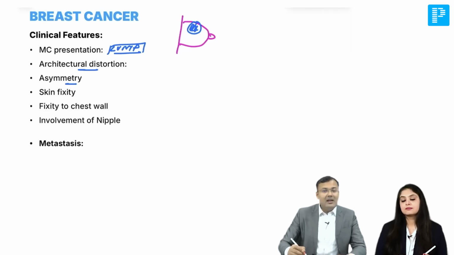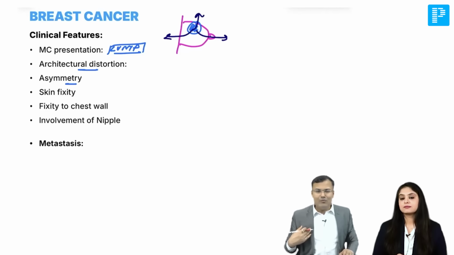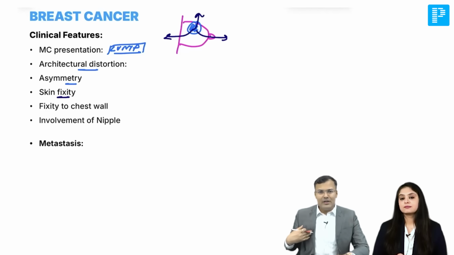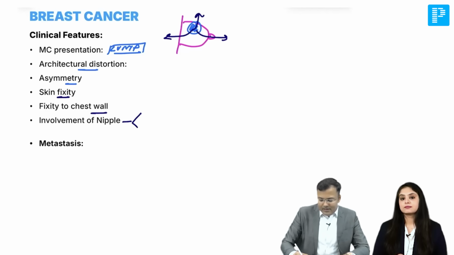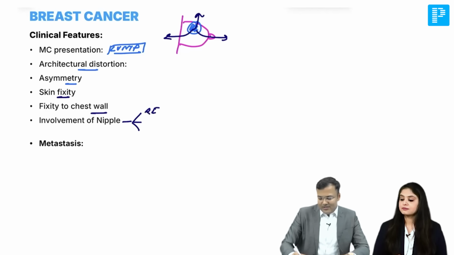Next, what will happen? Malignancy is going to involve the skin, the nipple, and the chest wall. Whenever there is involvement of skin, there is skin fixity. Whenever there is involvement of chest wall, fixity to chest wall. And if the nipple is involved, you know guys, there is retraction, deviation, and ulceration.